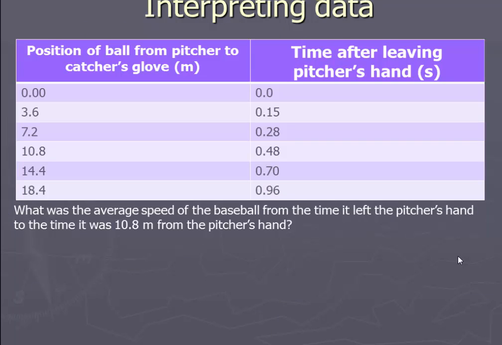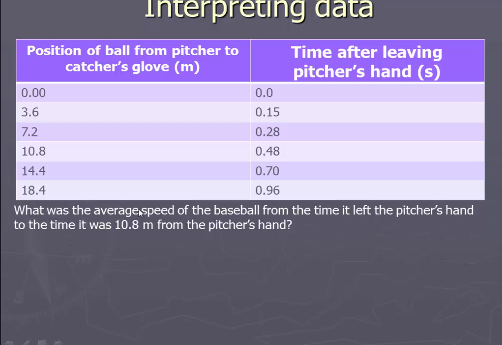Alright, in this case we have our table here. It shows the position of the ball from pitcher to catcher's glove and the time after leaving the pitcher's hand. As you notice here, as the ball moves from the pitcher's hand to the catcher's glove, the meters are increasing because it's getting farther and farther away. And over here, time is also increasing.